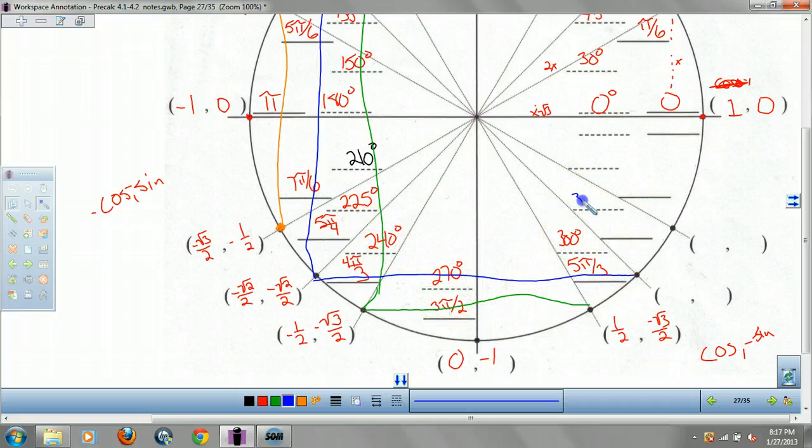300 plus 15 is 315. We have 5 pi over 4. So that must mean this one's 7 pi over 4. This one's your square root 2 over 2. Because you're going to the right now. You're still going down though. Okay?